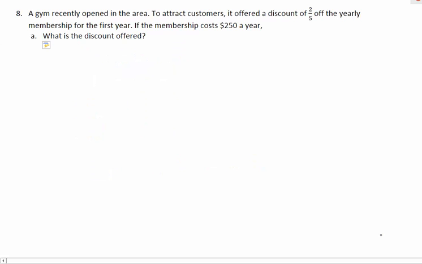Number 8. A gym recently opened in the area. To attract customers, it offered a discount of 2/5 off the yearly membership for the first year. If the membership costs $250 a year, what is the discount offered? So a discount comes from our percent off, which will be 2/5, times the original price, $250. 2/5 times 250 is 100. So the discount would be $100 off.